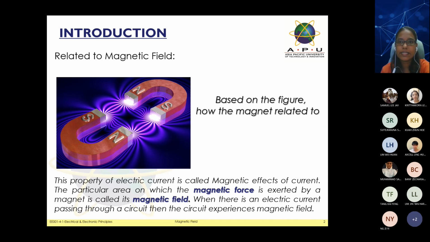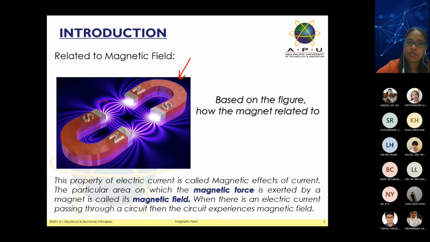Let's have a look at the slide here. You can see it shows you the magnetic. This is one of the diagrams here. Just have a look. This is what we call the magnetic effects of the currents. You may have a look at the directions, how it moves.